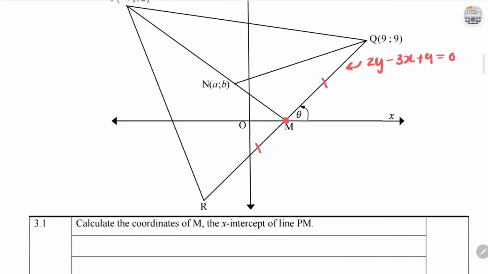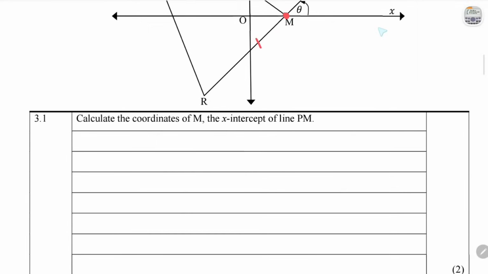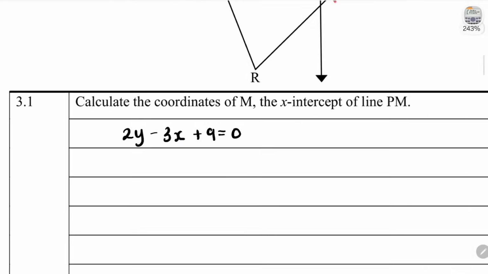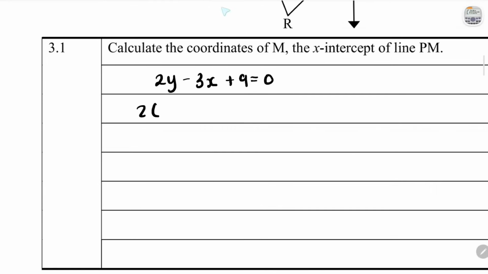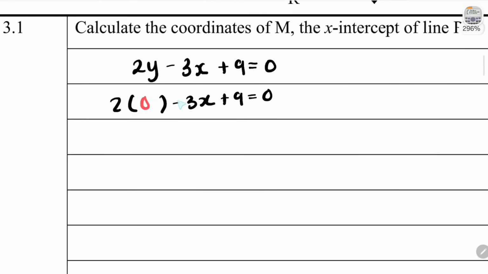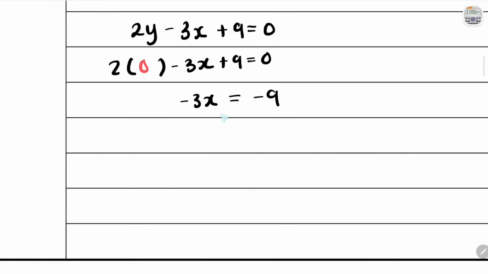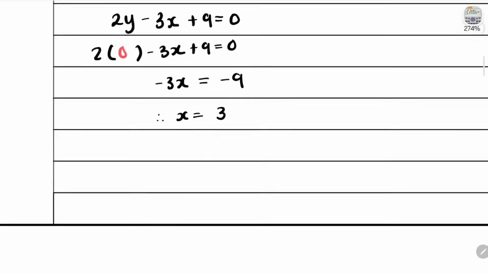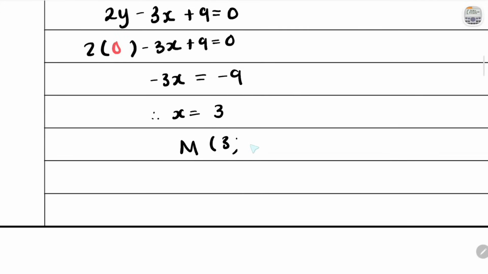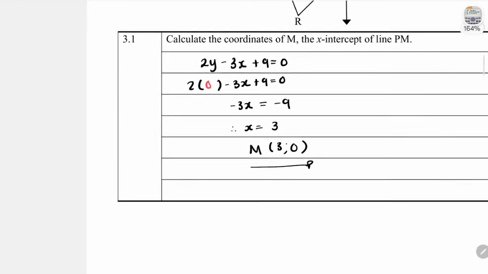We're going to take the equation 2y minus 3x plus 9 equals 0. And in place of y, we'll substitute 0. So this is 2 times 0 minus 3x plus 9 is equal to 0. So that just becomes 0. And this is negative 3x. But we can just leave it here and transpose the positive 9. So now we have negative 9. And if you divide both sides by negative 3, x is finally equal to positive 3. So the coordinates of M are 3 and 0. And that is our answer.